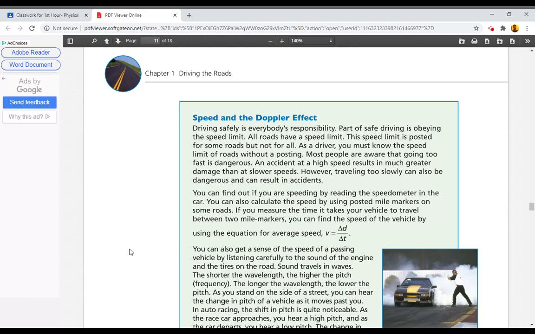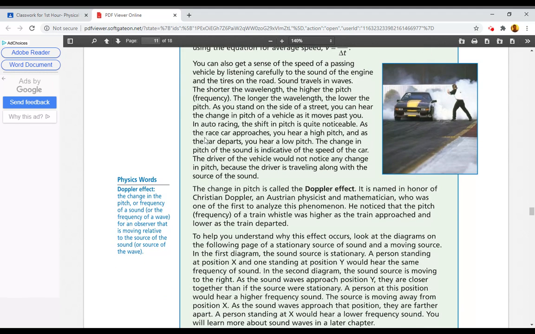You can also get a sense of the speed of a passing vehicle by listening carefully to the sound of the engine and the tires on the road. Sound travels in waves. The shorter the wavelength, the higher the pitch. The longer the wavelength, the lower the pitch. As you stand on the side of a street, you can hear the change in pitch of a vehicle as it moves past you. In auto racing, the shift in pitch is quite noticeable. As the race car approaches, you hear a high pitch, and as the car departs, you hear a low pitch. This change in pitch of sound is indicative of the speed of the car.